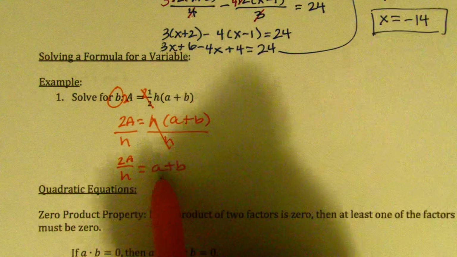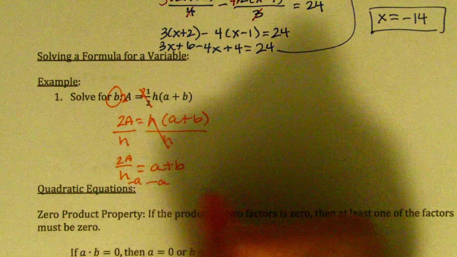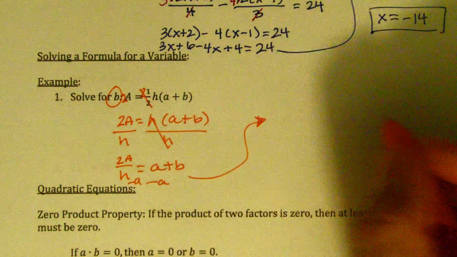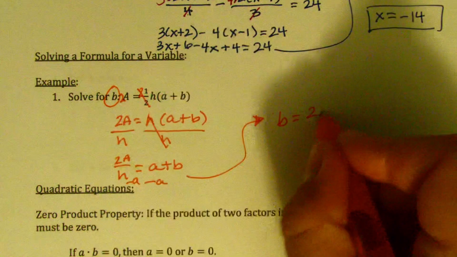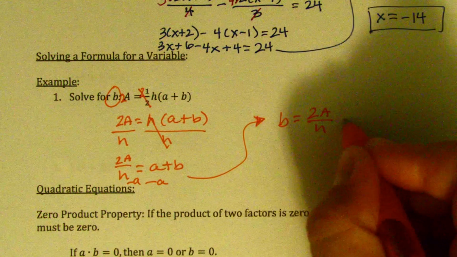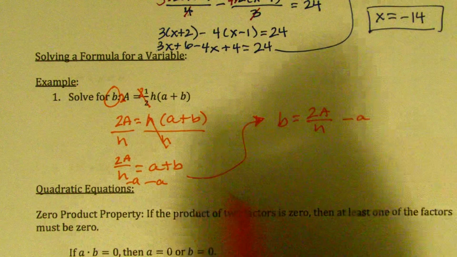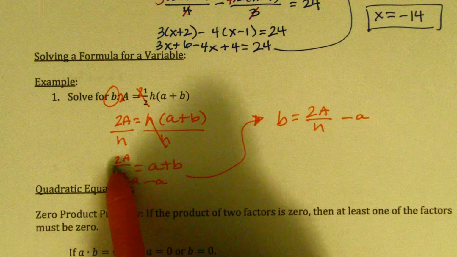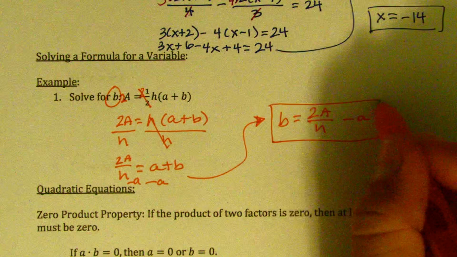And the only thing left on this side that I want to get rid of is the a. So I'm going to subtract a from both sides. And I'm left with b by itself. And then 2a over h minus a. And this minus a is just off the end. It's not part of this fraction. This was what's on this side here, and then I subtracted a from that whole piece. Okay.